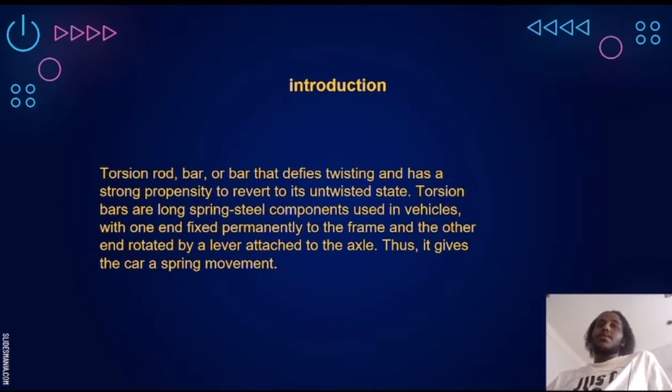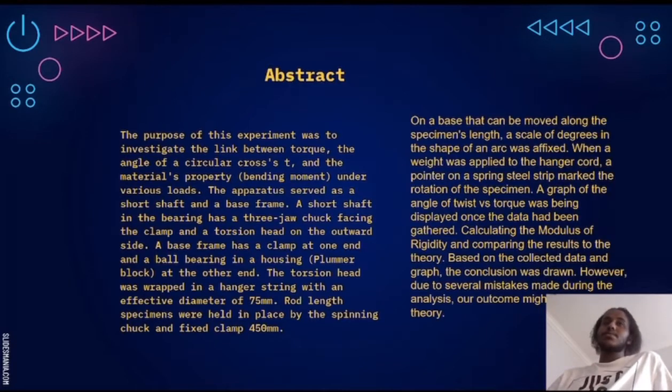A torsion bar is a device that resists twisting and has a strong tendency to revert to its untwisted state. Torsion bars are long spring steel components used in vehicles, with one end fixed permanently to the frame and the other end rotated by a lever attached to the axle. Thus it gives the car spring movement.